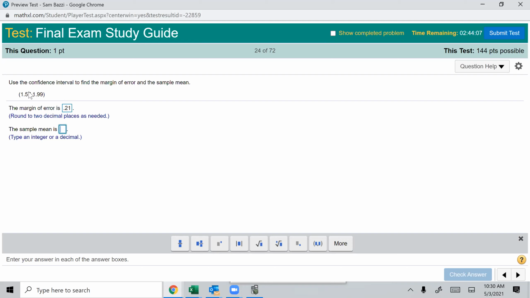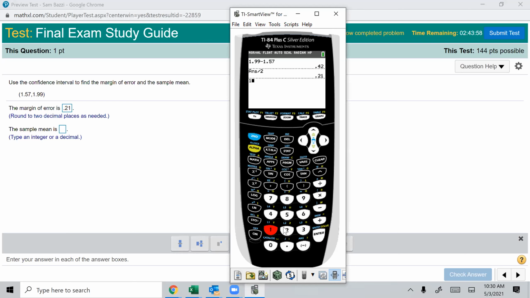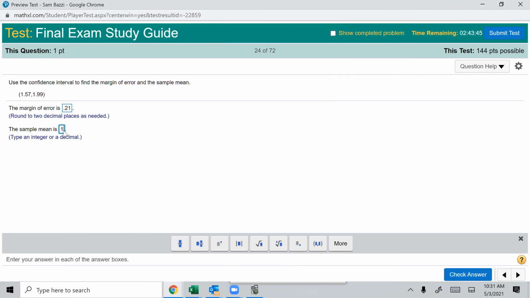If you have the interval and you are asked to find X bar, the sample mean, you add up and divide by 2. It's right in the middle, guys. So it's going to be 1.57 plus 1.99. You add the top first, and then divide by 2. 1.78. Okay, next.